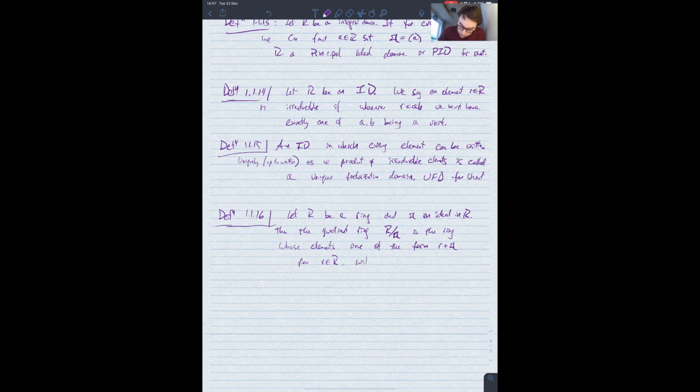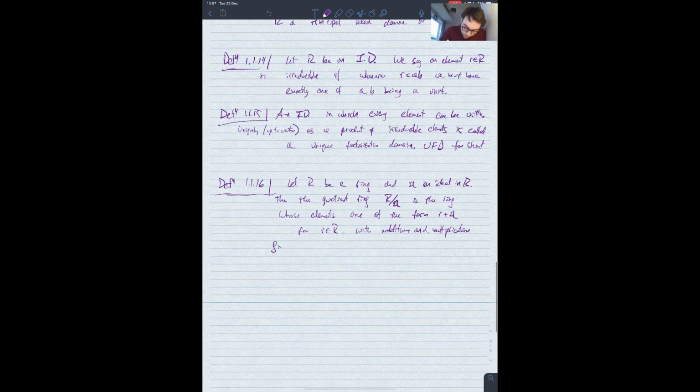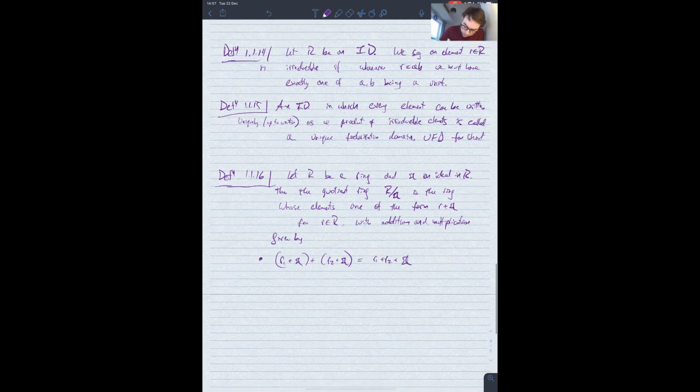And what are my addition and multiplication? With addition and multiplication given as follows: r1 plus 𝔞 and r2 plus 𝔞, these are two elements. What is the sum to be? This is going to be r1 plus r2 plus 𝔞. That's my first.